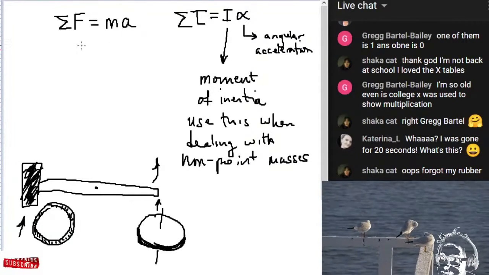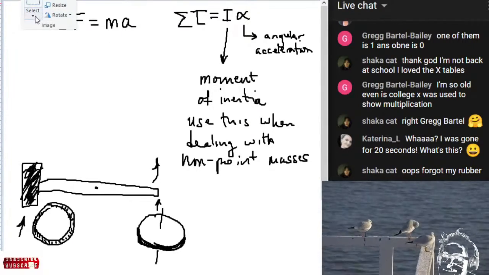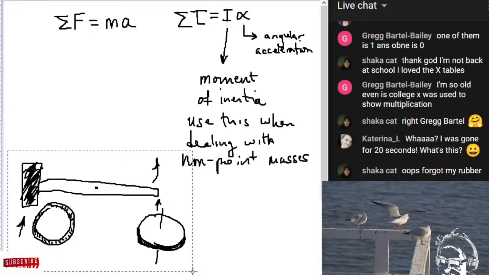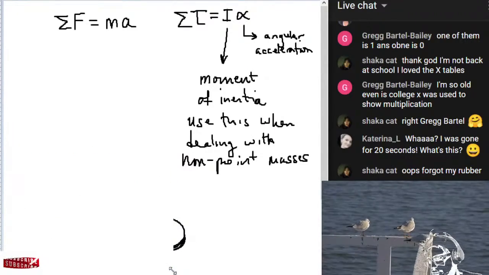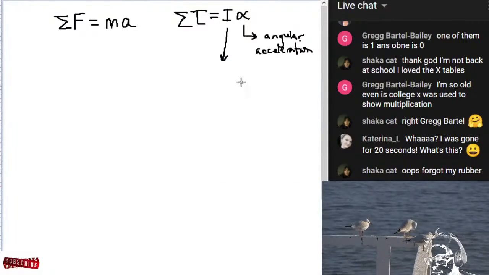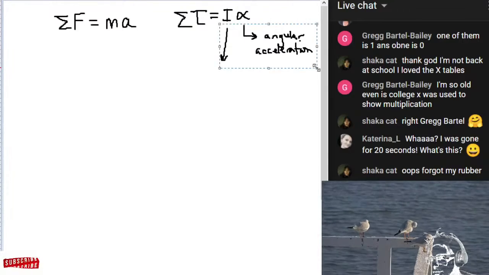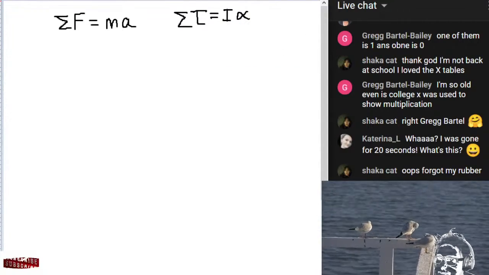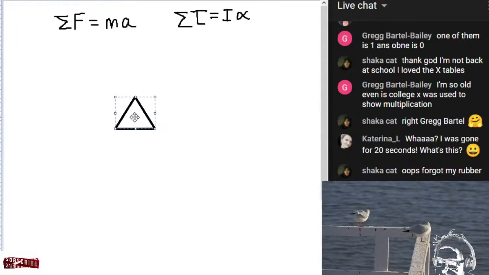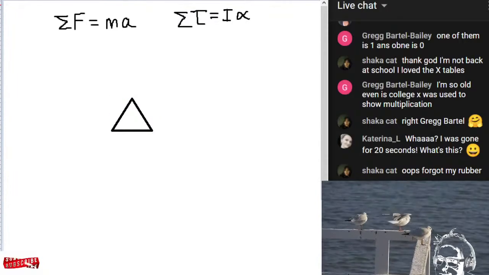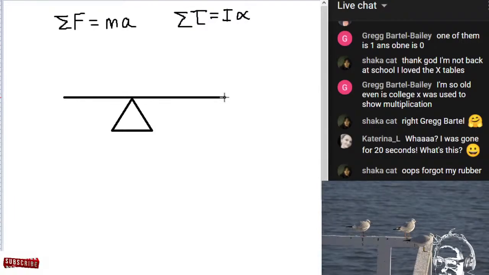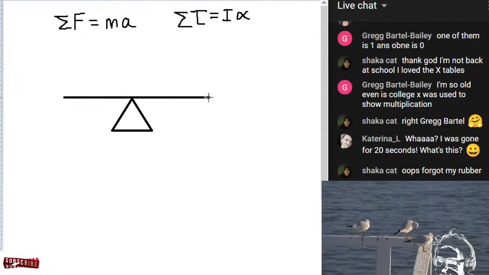So I'm going to erase this. Let's get rid of this and this, and let's look at a classic type of problem. Here's the fulcrum, the pivot point. Here is a bar, like a seesaw.